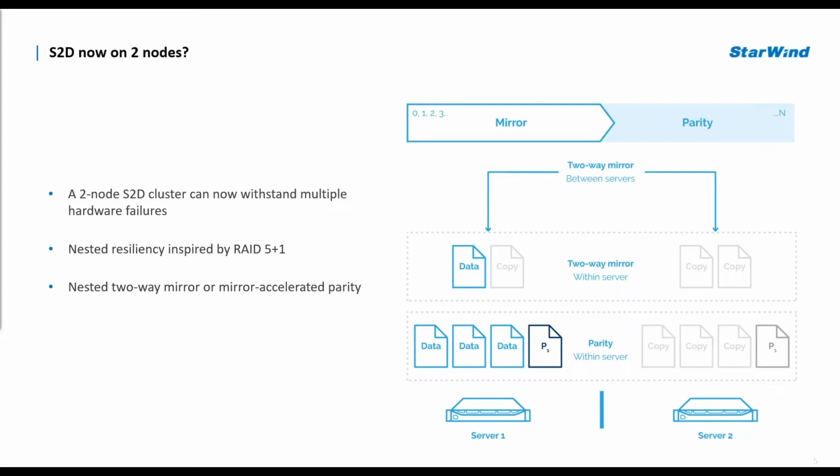So in case you're looking to increase the storage capacity while still having the desired resiliency, storage spaces direct allows us to configure nested mirror accelerated parity. So it was previously already in Windows Server 2016 as mirror accelerated parity, but now it's nested, meaning basically the same approach that we took for two-way mirror.